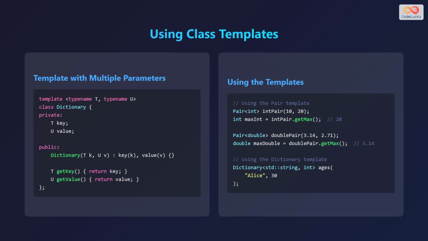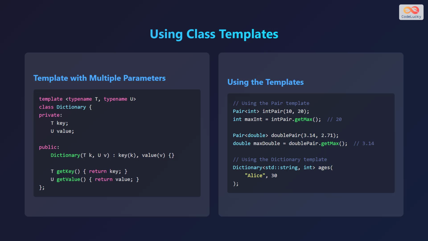Let's explore how to use class templates. Here is an example template with multiple parameters. The code shows a class template named Dictionary that can store a key of type T and a value of type U. It has private members key and value of types T and U, a constructor to initialize them, and functions to get the key and value.